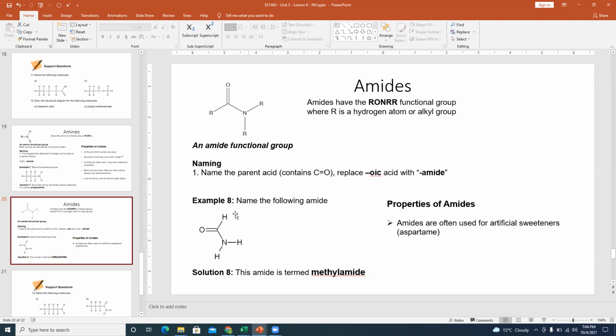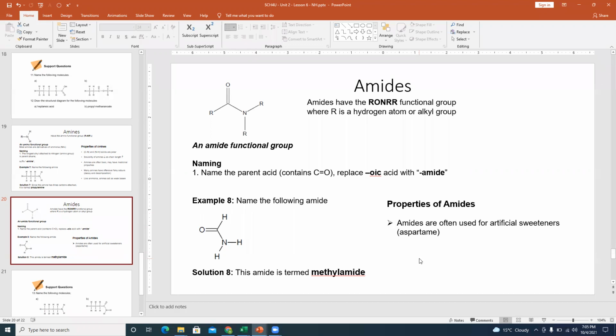So for example, if you have something very simple and easy, like this molecule here in example 8, if you were asked to name this amide, you would recognize that this only has 1 carbon. So it would be like a methanoic acid. But instead of calling it methanoic acid, it would be a methylamide because of the presence of the amide group. So this would be a methylamide.